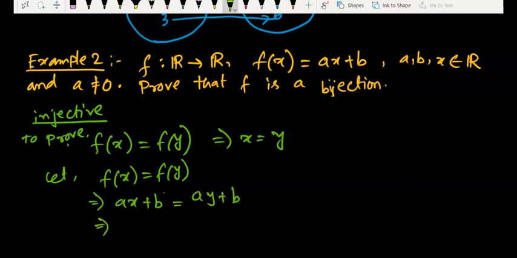Now what do we get? The b and b get cancelled out, and then we have ax equal to ay. Now these two a's will get cancelled out because a is not equal to 0, and we will get x equal to y.